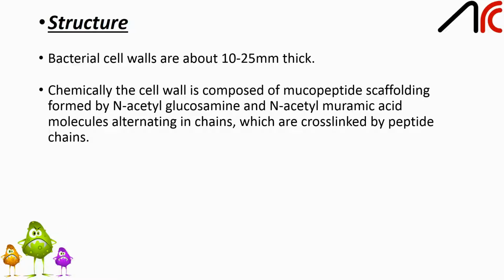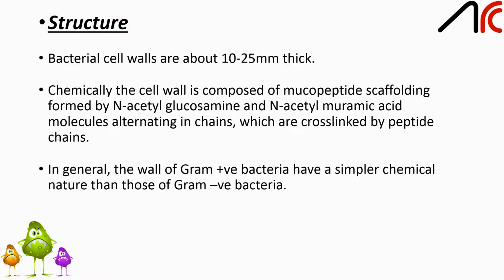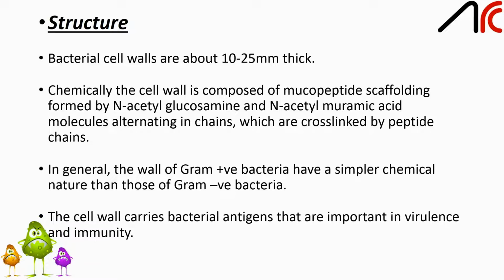Chemically, the cell wall is composed of mucopeptide scaffoldings which are formed by N-acetylglucosamine and N-acetylmuramic acid molecules alternating in chains which are cross-linked by peptide chains. In general, the wall of gram-positive bacteria has a simpler chemical nature than those of gram-negative bacteria. The cell wall carries bacterial antigens that are important in virulence and immunity.